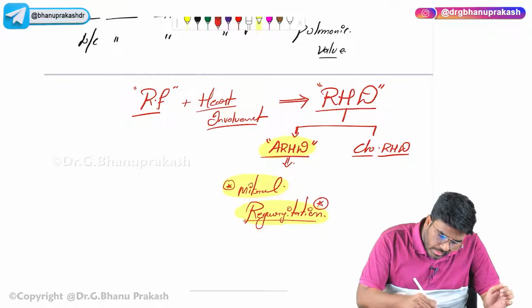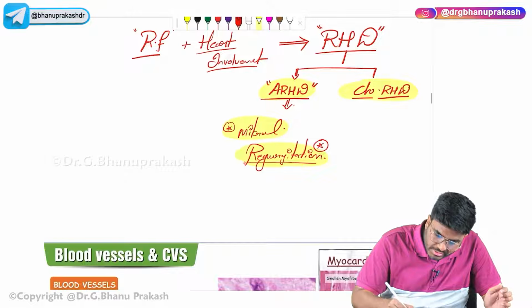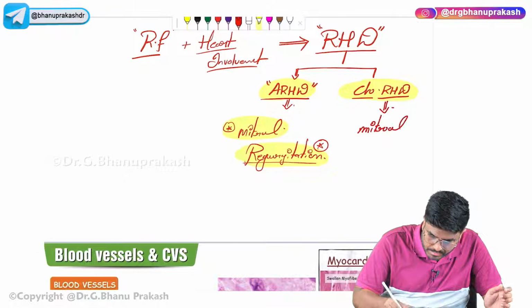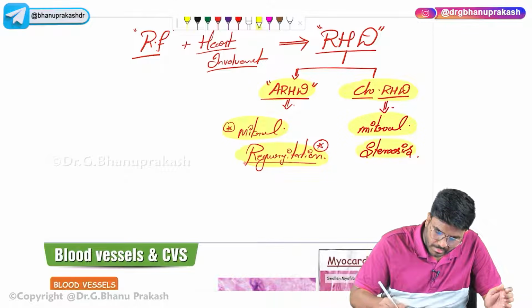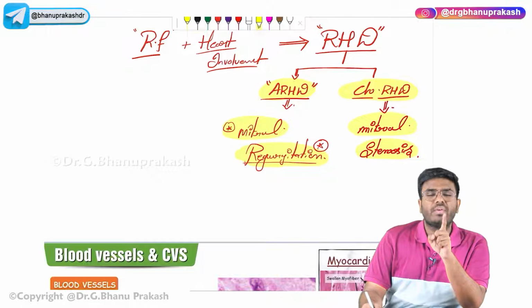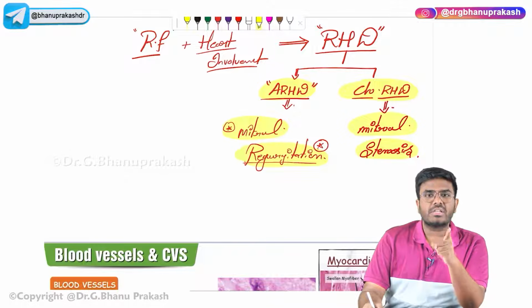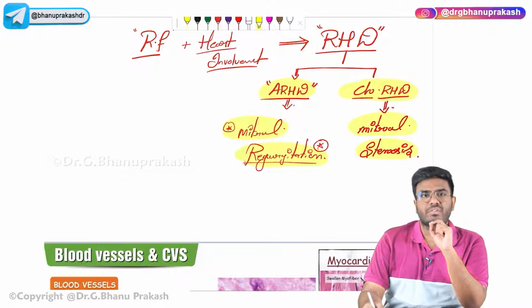So in chronic rheumatic heart disease, the patient is going to have mitral stenosis. Okay, the patient is going to have what? The patient is going to have the mitral stenosis. So in acute phase, the patient is going to have the mitral regurgitation. In chronic phase, the patient is going to have the mitral stenosis. So these are the important points which I want you to know.